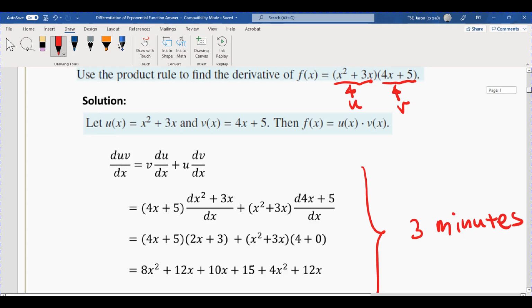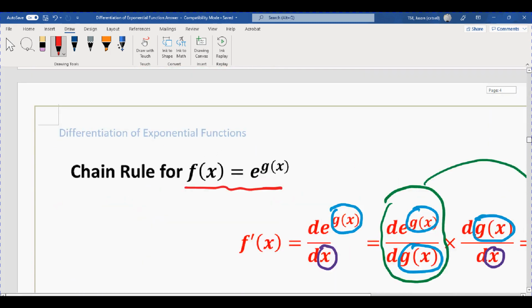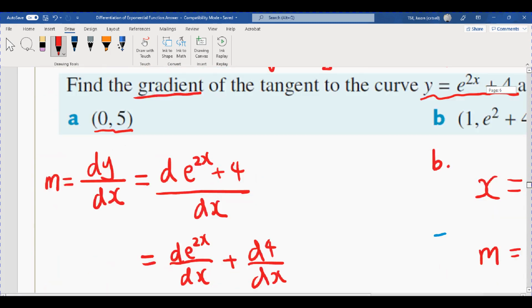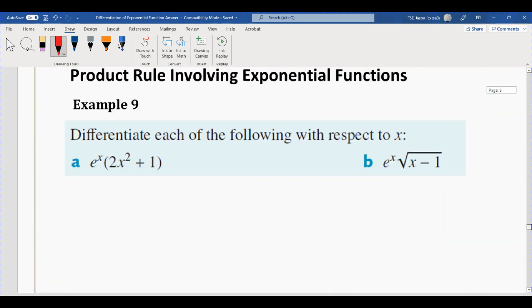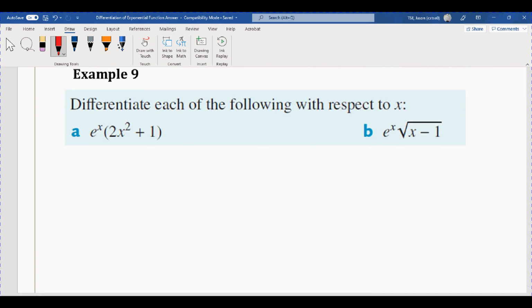Okay, so here's the rule. If you need some time, just pause the video to go back to see that again. Product rule is so important. Okay, so let's go to this part. How can we apply the product rule? Because we can see that there are two parts. One part is e to the power x, the other part is 2x plus 1. So let's just say u equals e to the power x, and also v equals 2x squared plus 1.